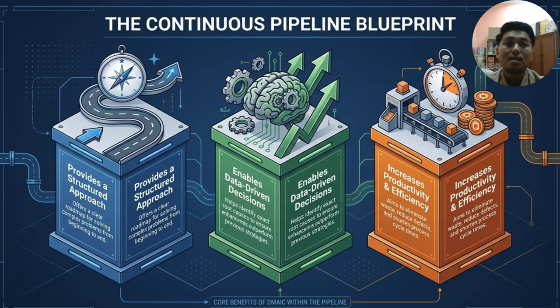The third benefit is improved productivity and efficiency by eliminating waste, reducing defects, and optimizing workflows. Organizations can save time, reduce costs, and improve customer satisfaction. These benefits explain why DMAIC is widely adopted across manufacturing, engineering, healthcare, and service industries.